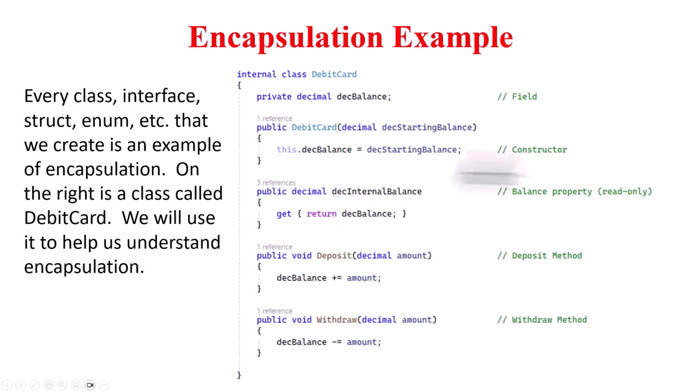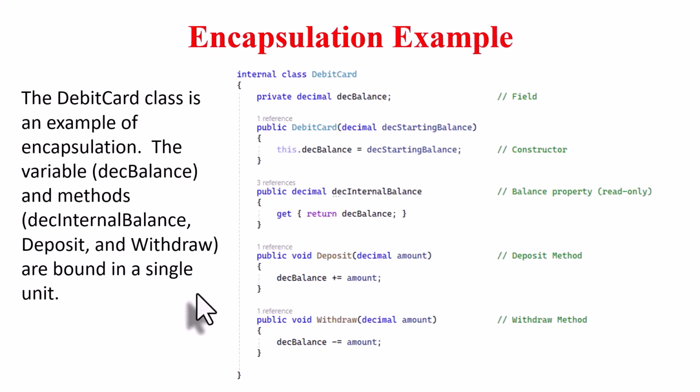What we've got here is a field, a constructor, a balance property, a deposit, and a withdrawal, two methods here. We don't have any set, as you can see. Let's take a look. The debit card class is an example of encapsulation. The variable decBalance and methods decBalance, deposit, and withdraw are bound in a single unit. All this stuff is all a single unit.